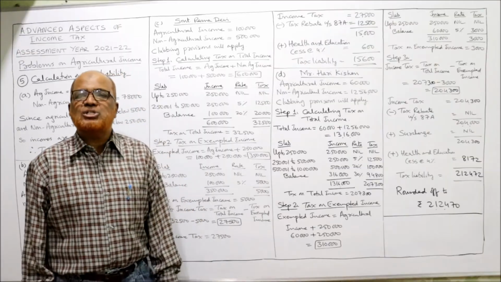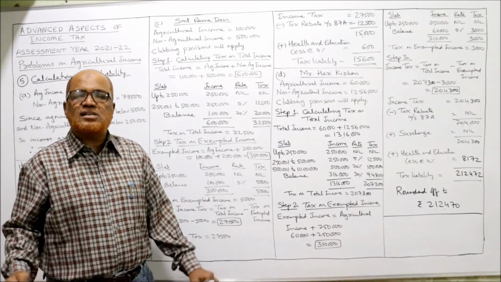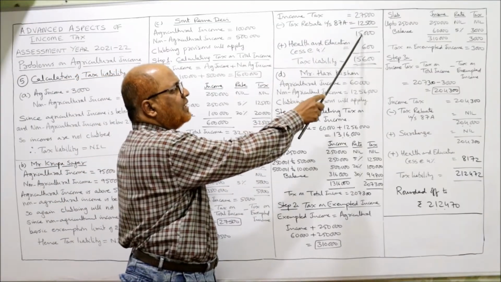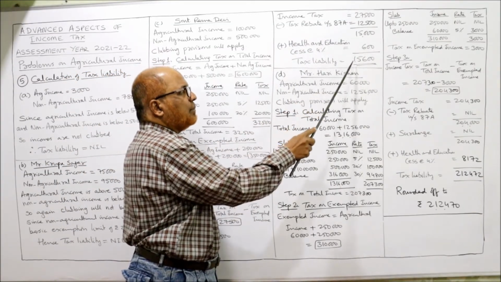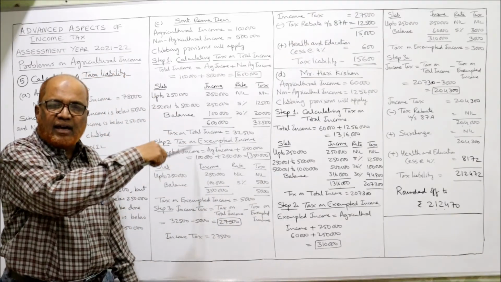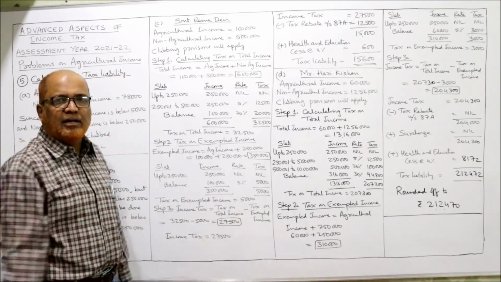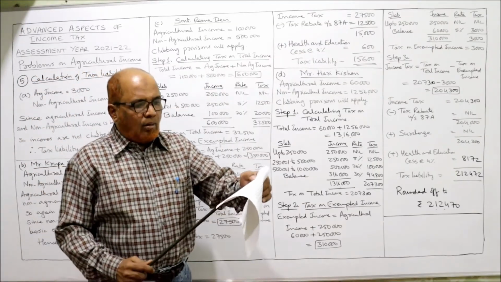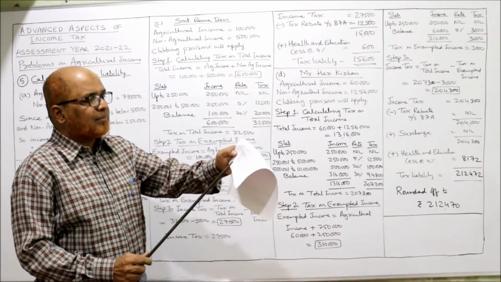Health and education cess is mandatory, compulsory, in every problem. 4% of 15,000, so the tax liability is 15,600. This is the first problem where I have calculated the tax liability when a person has agricultural and non-agricultural income. Next, point D.